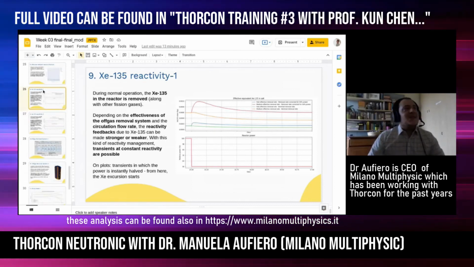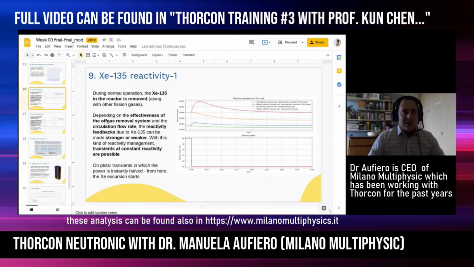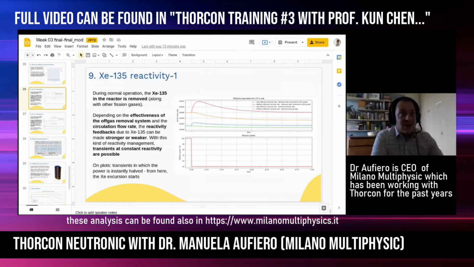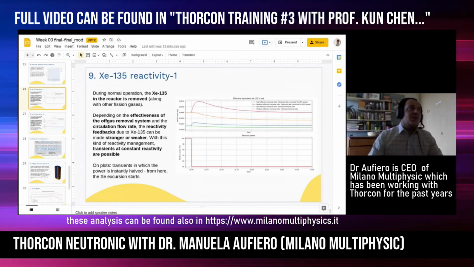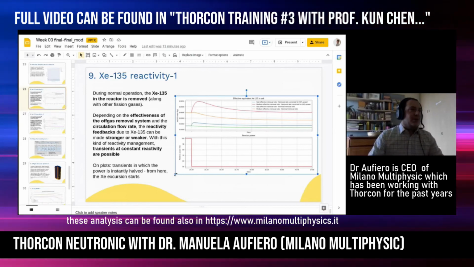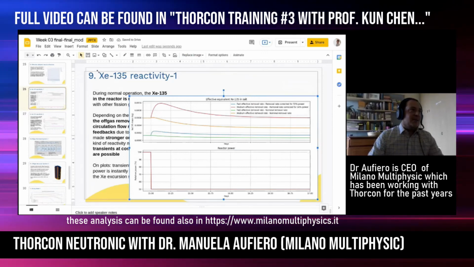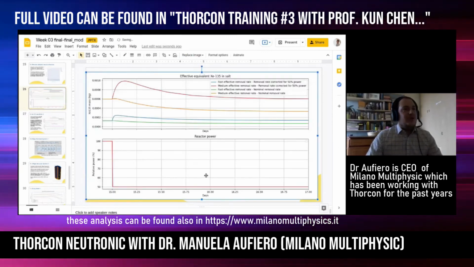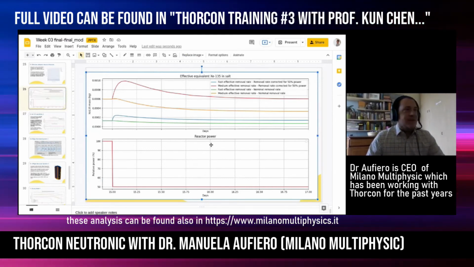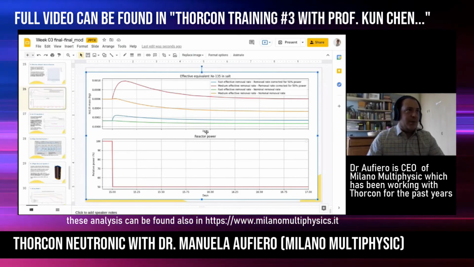Let's analyze what happens with xenon during transients. The fact of xenon being a strong absorber matters. I apologize for not being able to put it full screen, so I'll try at least to put the picture at the maximum size I can. Of course, ThorCon will distribute the presentation at high quality and resolution, so you will be able to look at this.